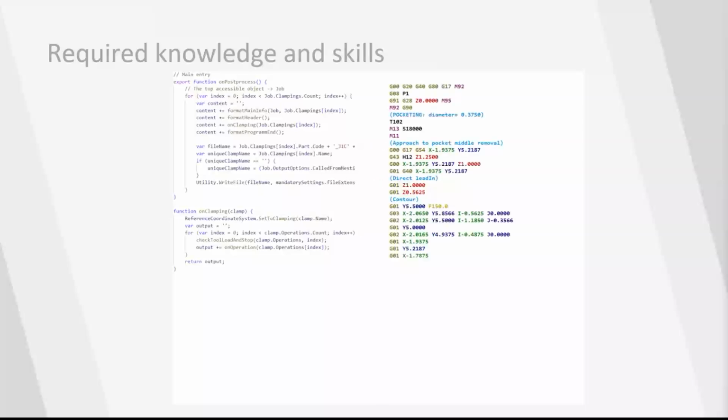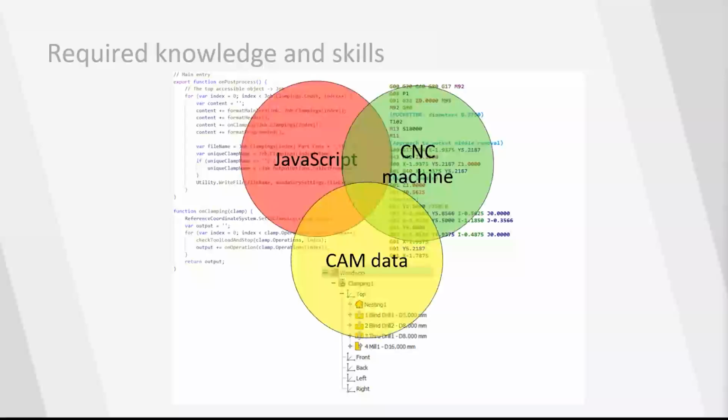Second, you must know the CNC machine for which you are creating the postprocessor. The file format for output should be fully clear. For instance, CNC file for G-code or MPR file for woodwork. And thirdly, you must be familiar with the data structure that comes from the CAM environment. With knowledge of these three things, you will ensure a successful postprocessor creation.